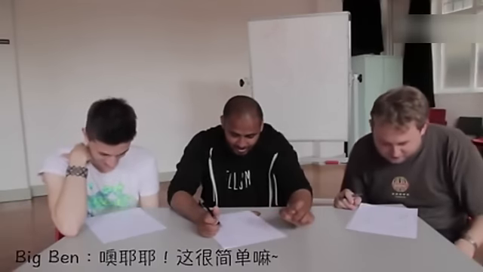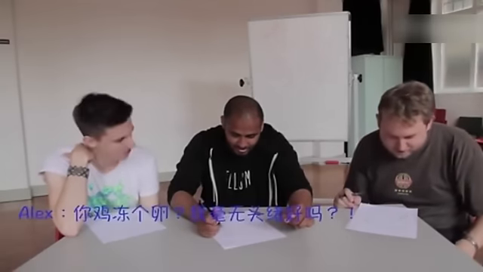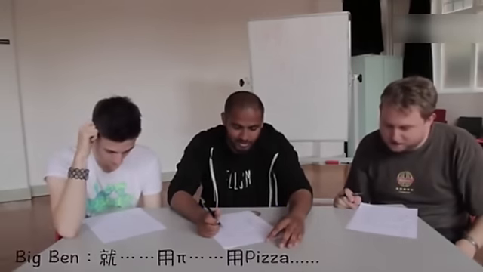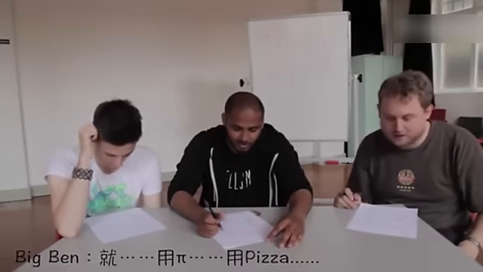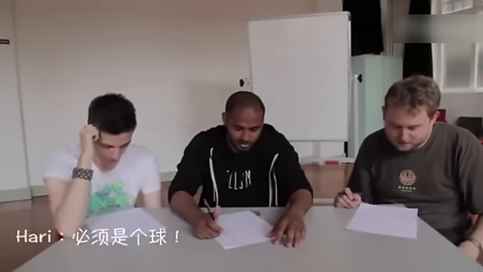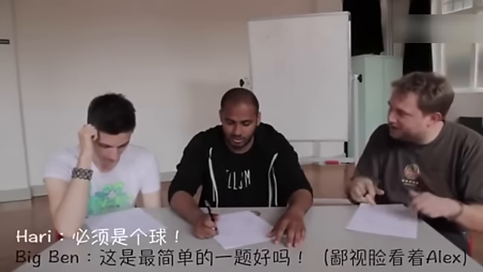Oh yeah, this is easy. Don't say that, I've got no clue. Yeah. It's what? Well, it's all to do with pizza, isn't it? Pie, pizza. The volume of the cylinder and the volume of the sphere on top, right? So is that... what, is that a sphere? Or is it just a circle? It has to be a sphere. We're told this is the easiest.